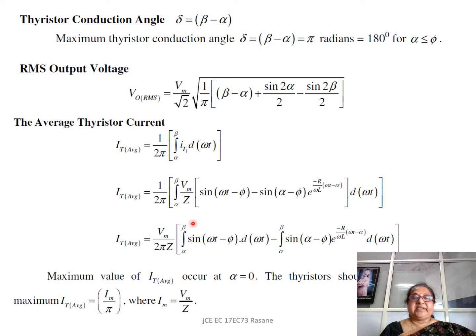Now when we integrate these, I'll be getting an expression. And the maximum value of IT average, when will IT average be maximum? When alpha is going to be 0. So the thyristors should have the maximum IT average equal to Im by pi, where Im is equal to Vm by Z. So this is the maximum value of the thyristor current, and this is the average value of the thyristor current.